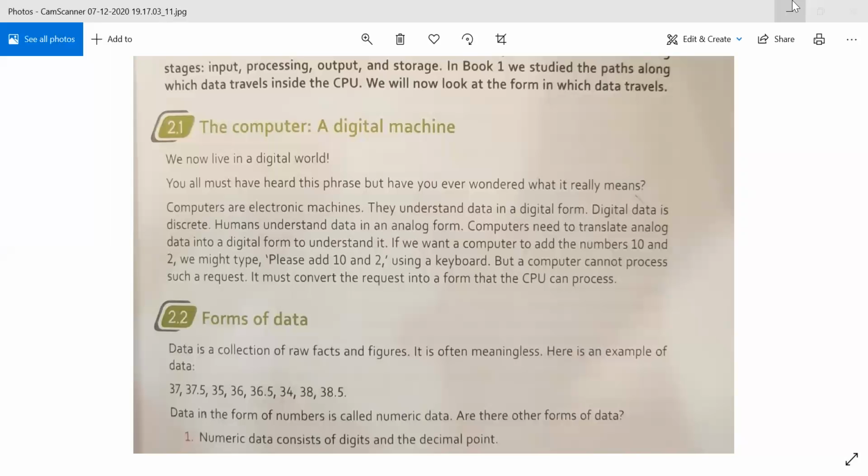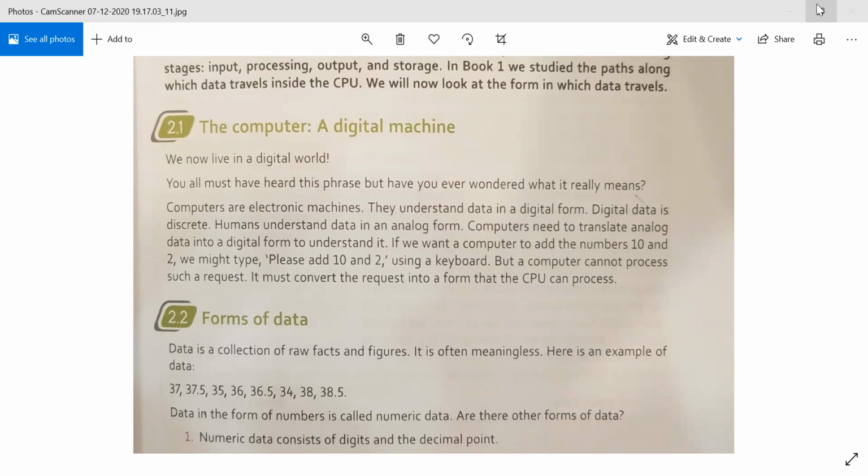Now the computer needs to translate analog data into digital form to understand it. It means that, beta, I told you that humans understand data in an analog form. Beta, when humans give their data to the computer in analog form for processing, it means the computer will first translate it into digital form. This conversion happens through the Central Processing Unit, which is the CPU.